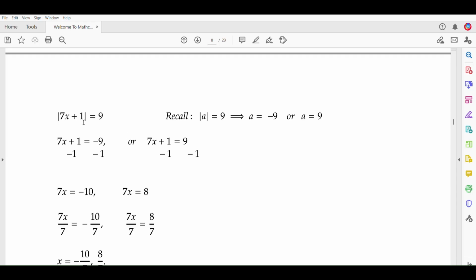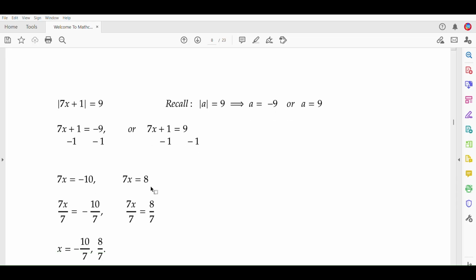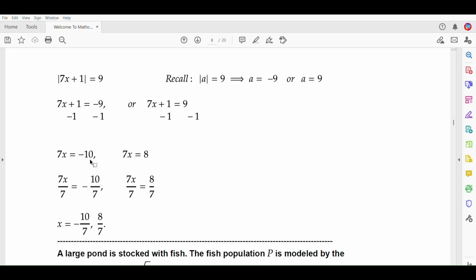Okay. Well, this is straightforward. Get rid of the addition by 1 first. Subtract 1 from both sides. That gets you 7x equals negative 10 or 7x equals positive 8. Now you divide both sides by 7 because 7 is being multiplied. Divide by 7, divide by 7. X is negative 10 over 7 or 8 over 7. Two solutions. Okay.